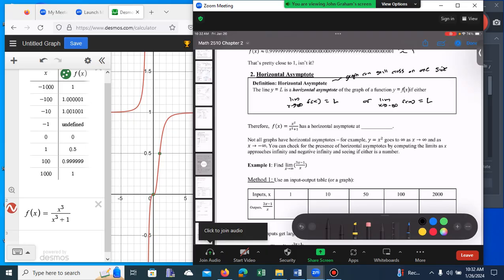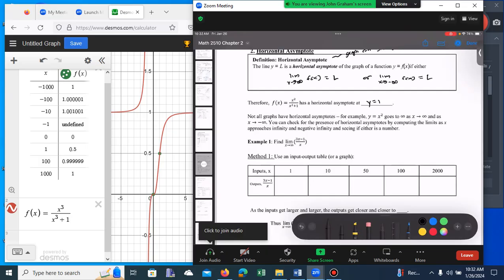For x squared over x squared plus 1, we had a horizontal asymptote at y equals 1. That's what the function went to, and it was on both sides. All right. Not all graphs have horizontal asymptotes. y equals x squared doesn't. As x goes to infinity or negative infinity, they go to infinity themselves. Negative x squared will go to negative infinity. So just because the x gets bigger or smaller doesn't mean the graph is going to go to one specific number. A lot of times we see this though with rational equations, rational functions.